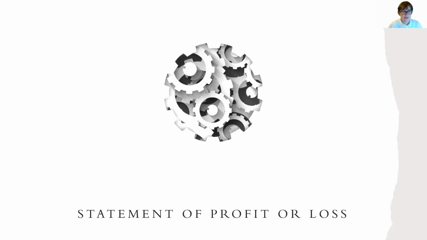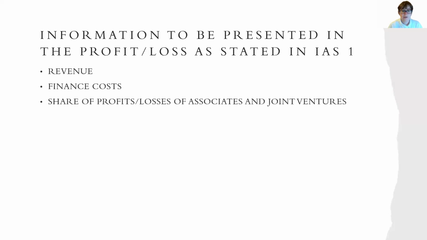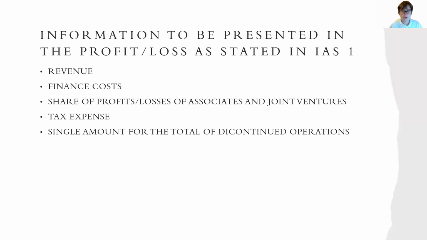Statement of profit or loss then. So information that is to be presented in the profit or loss as stated in IAS 1 is as follows. So we've got revenue, we've got finance costs, we've got the share of profits and losses of associates and joint ventures, we've got our tax expense, single amount for the total discontinued operations. And there are other things that may crop up, but these are the few that you need to be aware of.